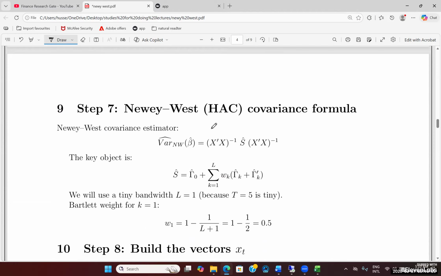Now here we have the specific equation that allows us to calculate the variance, and this calculation is performed using the well-known Newey-West covariance estimator. This method is designed to address the issues of heteroscedasticity and autocorrelation, which are common problems in time series analysis. So, based on our current observations, this finding is quite consistent with the presence of both heteroscedasticity and autocorrelation within the error term of our statistical model.